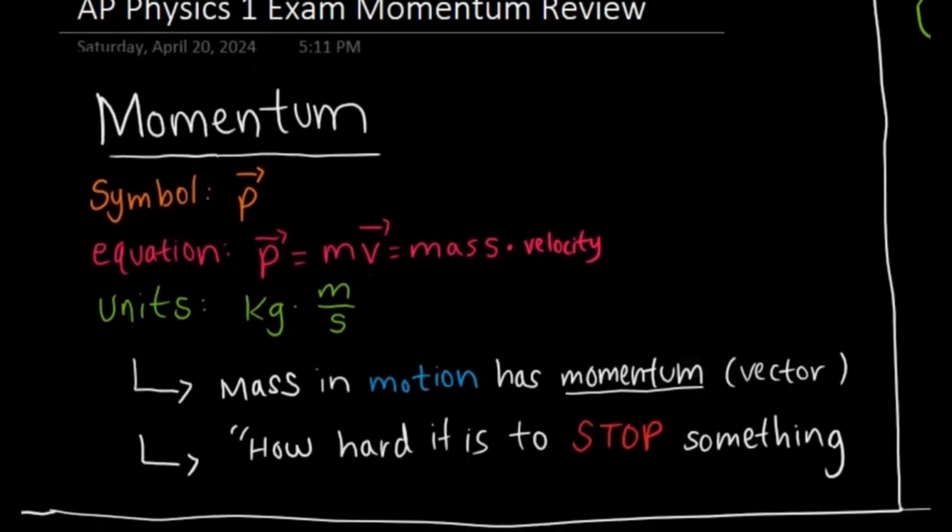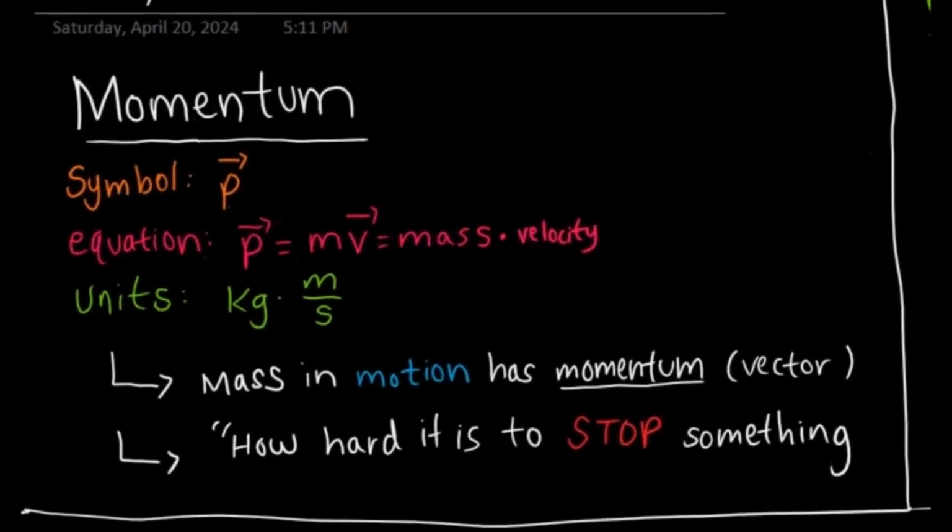So momentum, it is a vector. It's denoted by the symbol p, and it's equivalent to mass times velocity, and its units are kilograms times meters per second. So a mass in motion will have momentum, and you can think of momentum as how hard it is to stop something, all right?